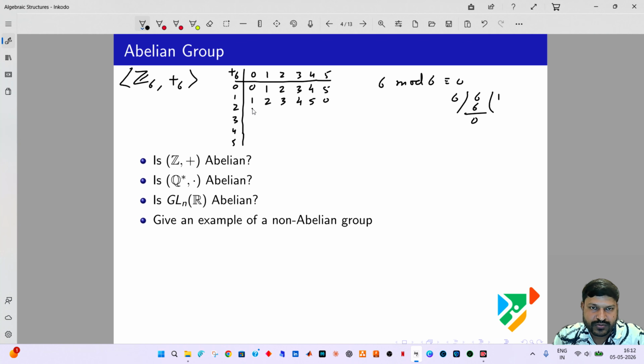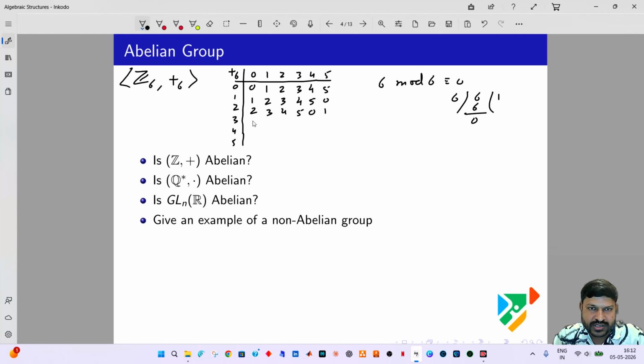Similarly, 2 plus 0 is 2, 2 plus 1 is 3, 2 plus 2 is 4, 2 plus 3 is 5, 2 plus 4 is 6, it is going to be 0. 2 plus 5 is 7. What is 7 modulo 6? When you divide 7 by 6, what are you going to get as a remainder? 1. So you will write 1 here.